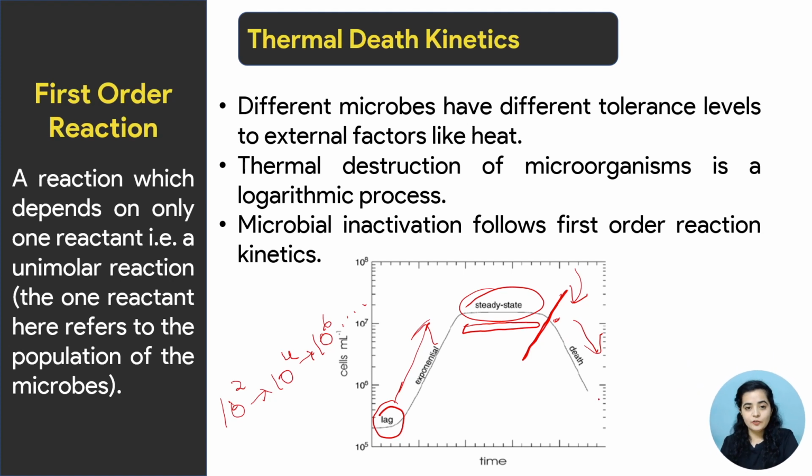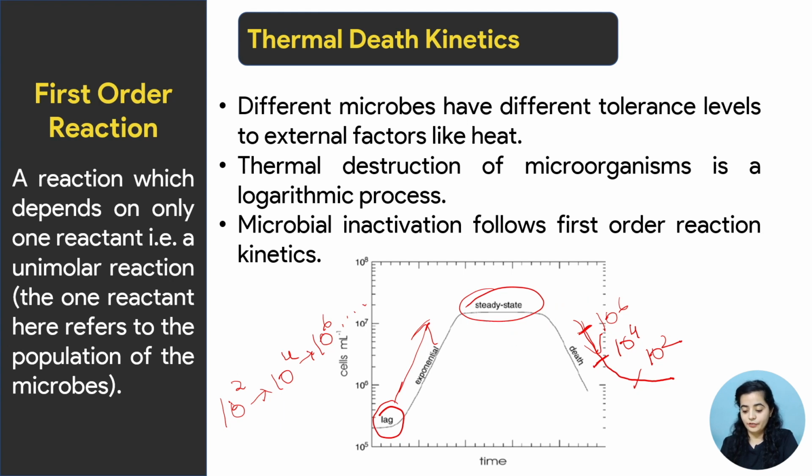When we see the death of a microorganism, it decreases in a specific manner. For example, if the population here is 10 raised to power 6, after a certain period of time it reaches 10 raised to power 4, then 10 raised to power 2. So it is following an exponential, fixed manner, and it depends on the population of the microorganisms at that particular time. Next, it is also seen that microbial inactivation follows a first order reaction.